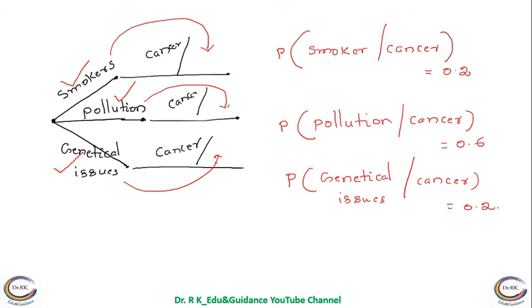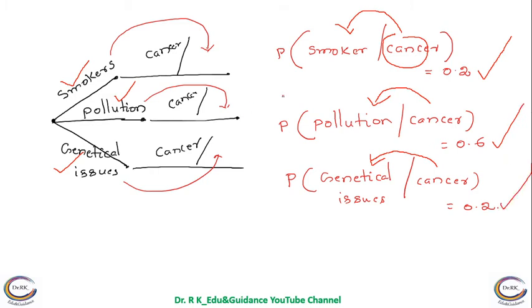Now, if randomly we select a cancer patient, what is the probability that he is a smoker? What is the probability that he is from a polluted area? What is the probability that he has some genetical disorder from the family history? I think these probabilities we can find with the help of Bayes theorem as discussed. Suppose the Bayes theorem gives 0.2, 0.6, 0.2.